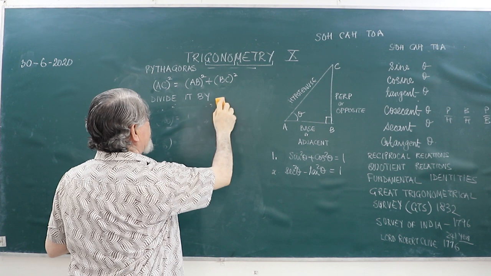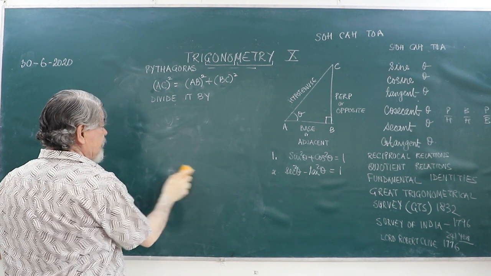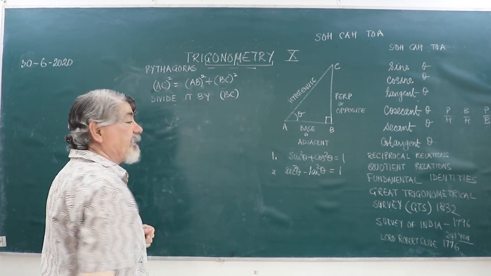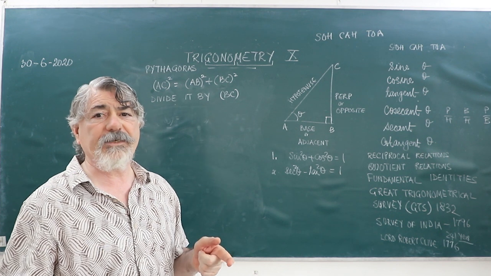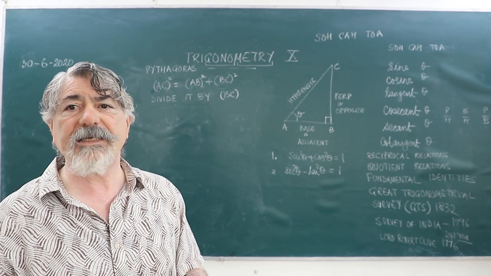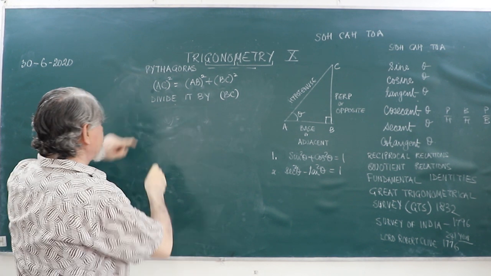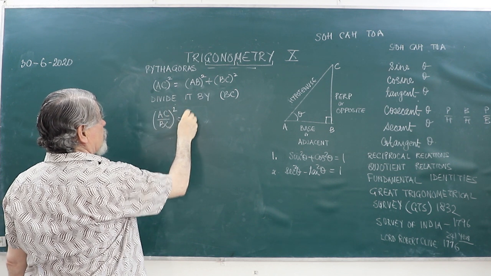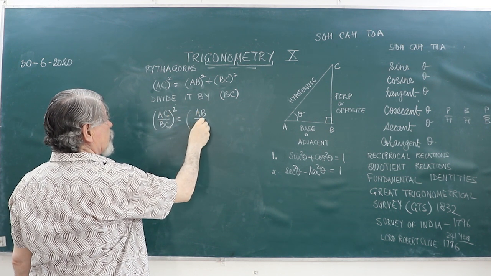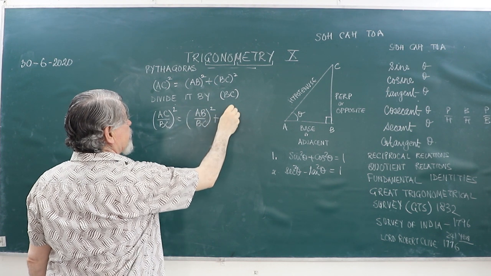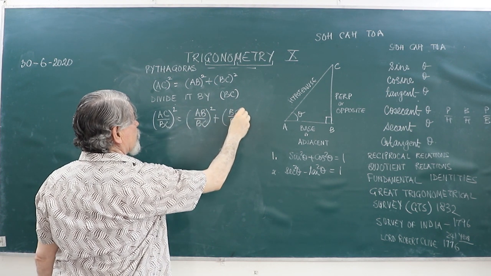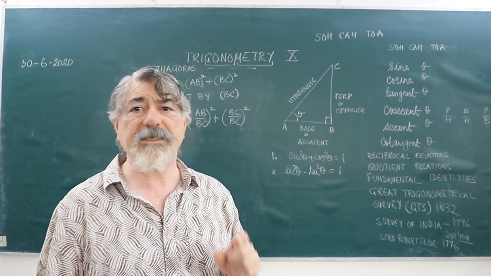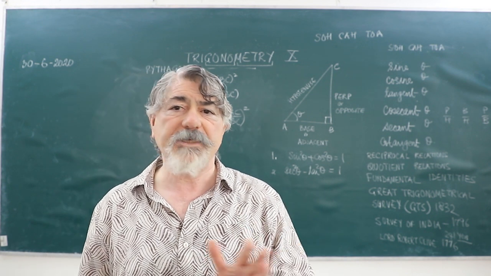And instead of dividing by AB, let me divide it by BC. When I divide it by BC, one by one we are taking all the three sides, which are perpendicular, base and hypotenuse. AC upon BC whole square is equal to AB upon BC whole square plus BC upon BC whole square. We divided the complete mathematical statement of Pythagoras Theorem by BC.